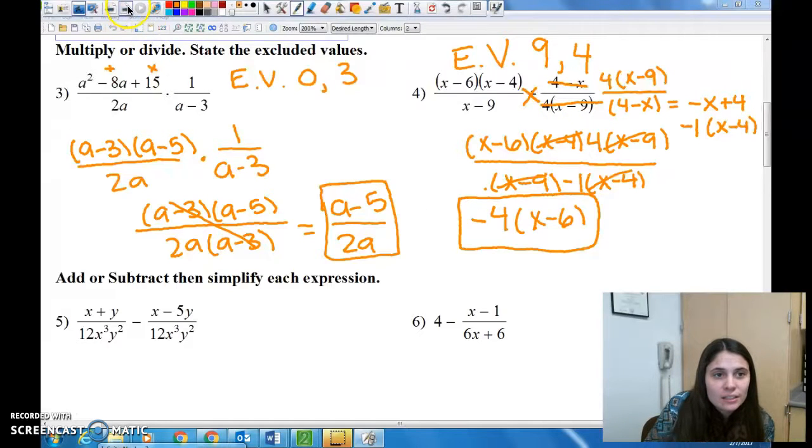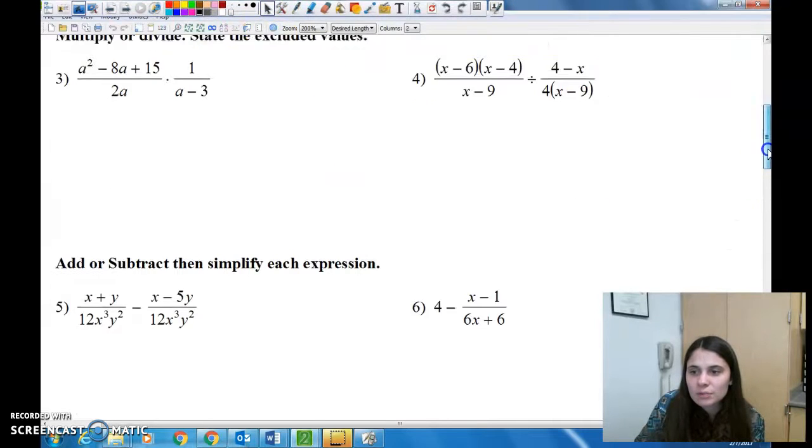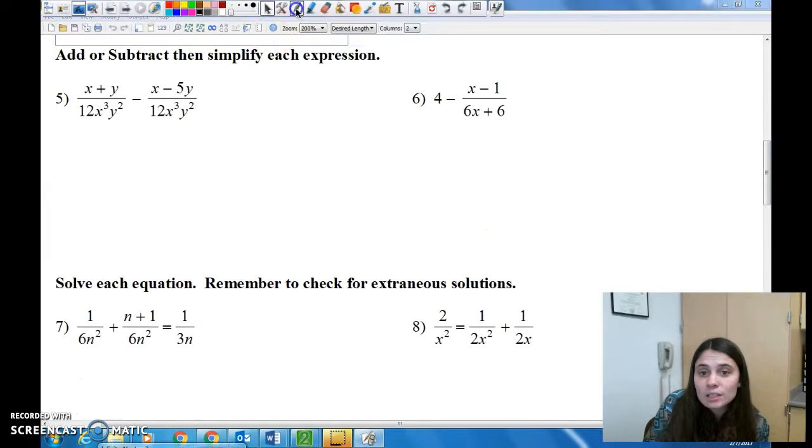5 and 6 is the adding and subtracting section. These both happen to be subtracting, but the process is the same. So in order to add and subtract, I have to have a common denominator. So on this side, I have 12x to the third y squared, 12x to the third y squared. I do have a common denominator, so I can start right from subtracting.